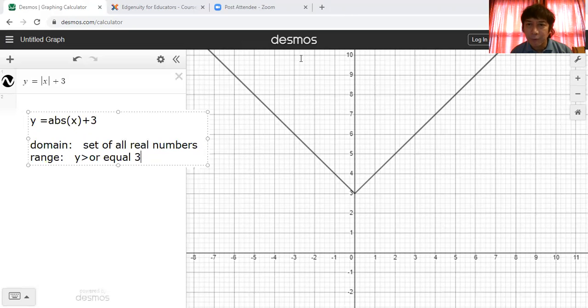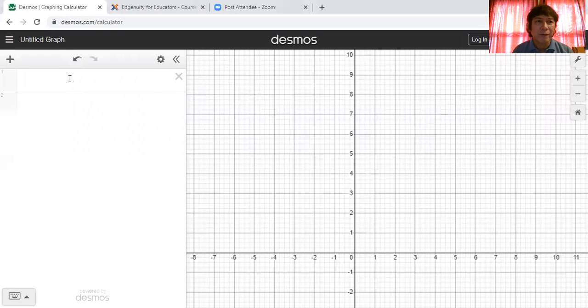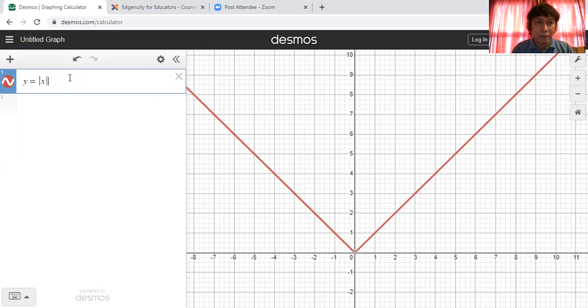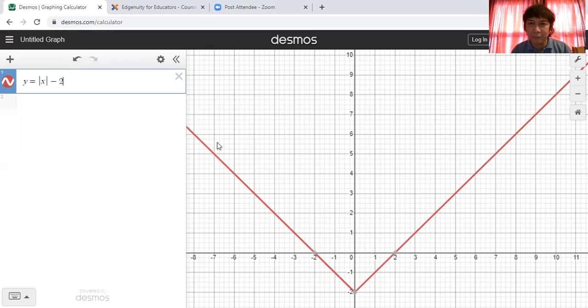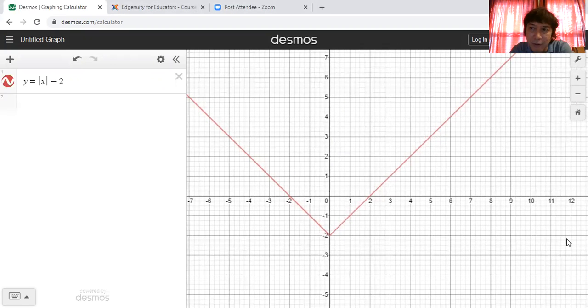For example, let's clear this one. All right, let's start again with another. Let's say we have something like this, and this is a -2, like that. You can see your graph now. Still, we have for the domain all values of x, the set of all real numbers. But then our range is restricted from -2 or higher. So this is how to get your domain and range.